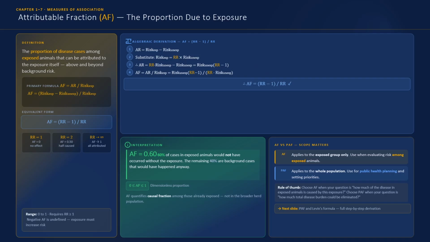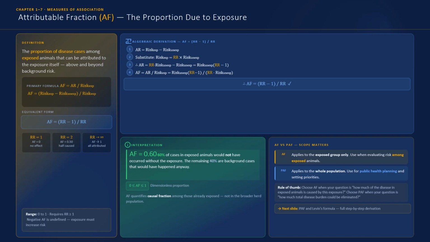Attributable fraction moves us from absolute to proportional thinking, but still focused only on the exposed group. The definition: of the cases occurring in exposed animals, what proportion is actually due to the exposure rather than background risk? Let's derive it because the derivation is the memory aid.